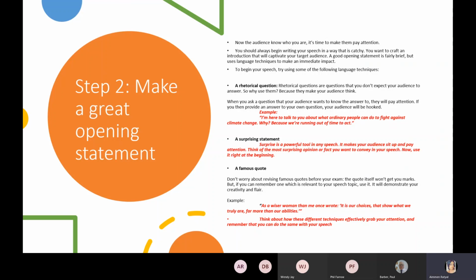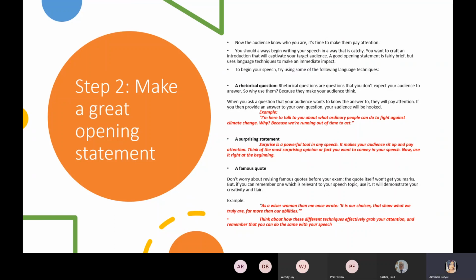So a surprising statement. Surprises are quite a powerful tool in any speech. It makes your audience sit up and pay attention. Think of the most surprising opinion or fact you want to convey in your speech, and then use it at the beginning of your writing.